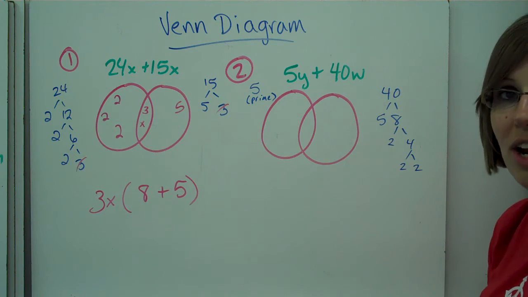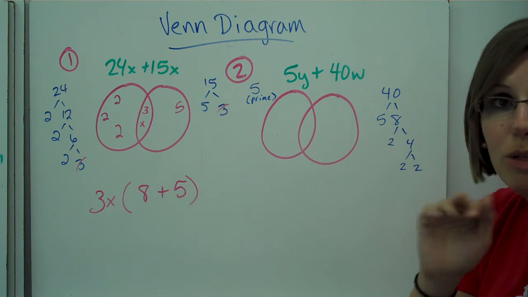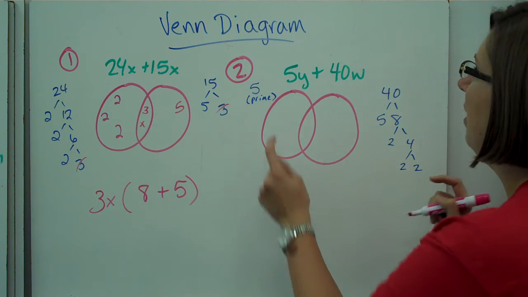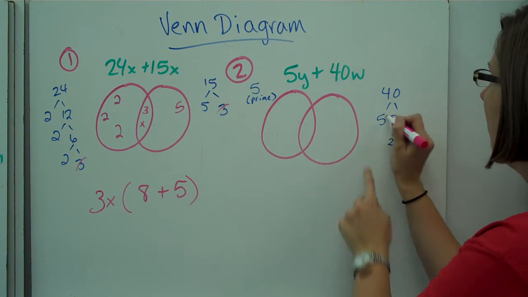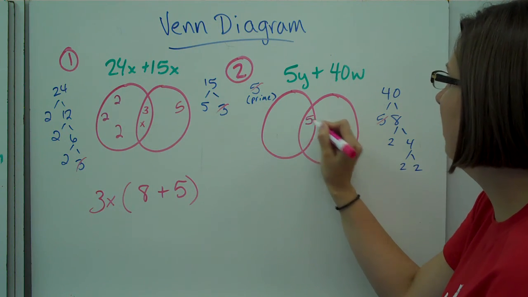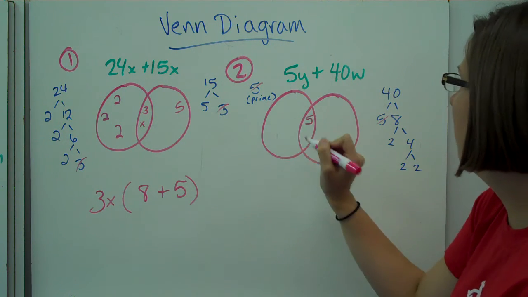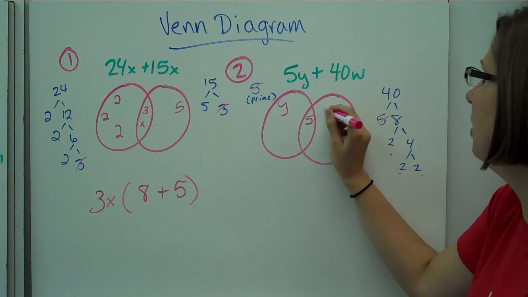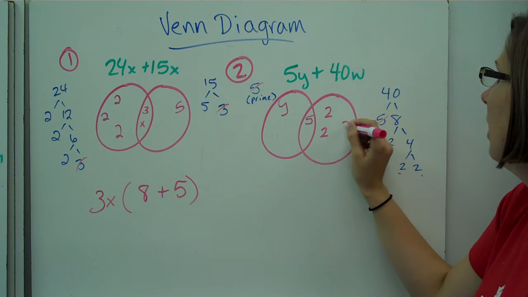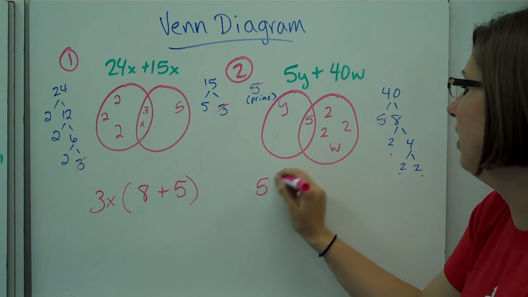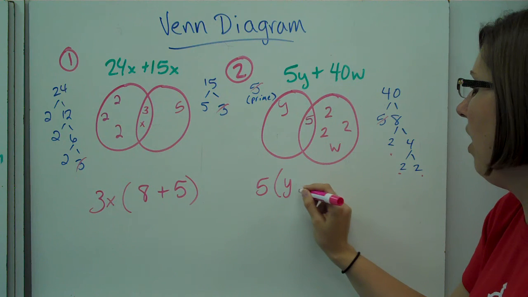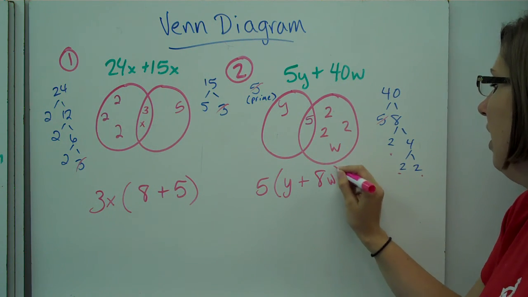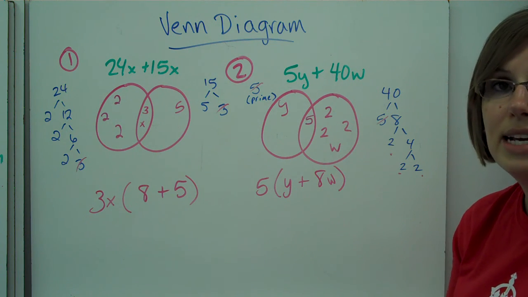Why don't you take a shot at this one, pause the video, and then when you're ready, just push play, and I'll finish it out. Okay, so I've got 5, and that's prime, but I have 5 here also, so they have a 5 in common. This one is just y. This one's got a 2, 2, and 2, and a w. So they just have a 5 in common. Left over would be y plus 2 times 2 times 2 is 8, and a w. That's it. That's the answer.